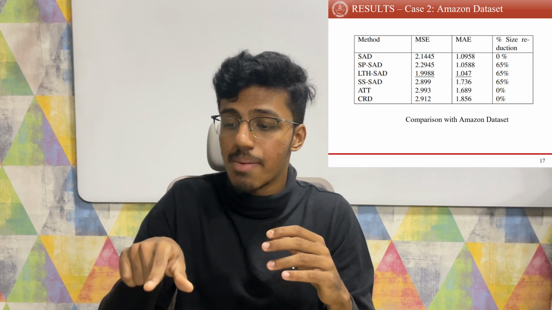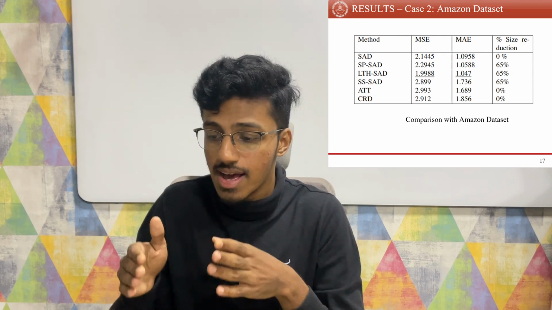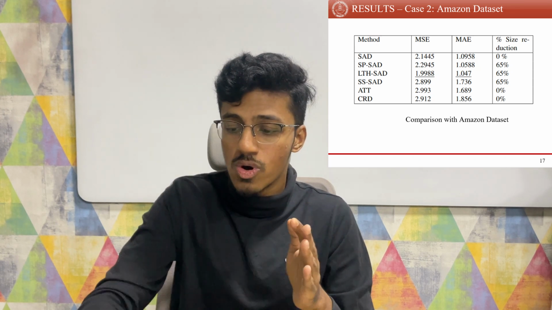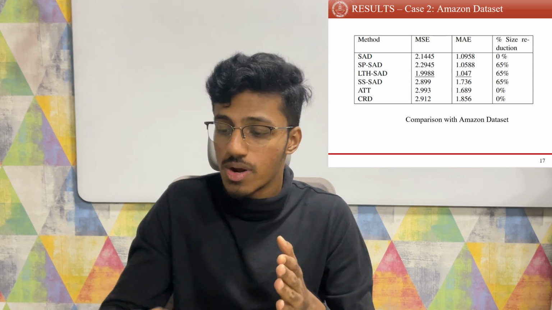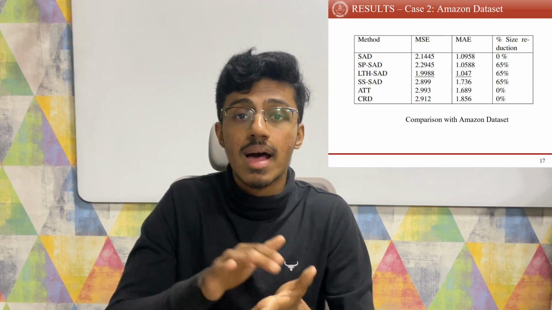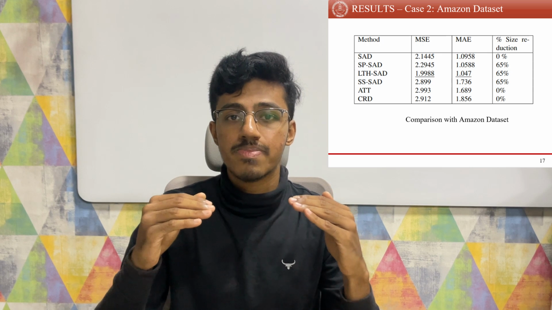But here in the Amazon dataset, our LTH SAD beats all the baselines with 65% of the model size pruned. That is, only retaining 35% of the model's parameters. So we achieved 1.9988 MSE and 1.047 MAE in the Amazon dataset. So this talks about the performance results till this stage.